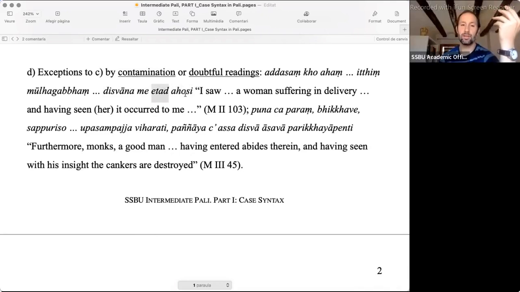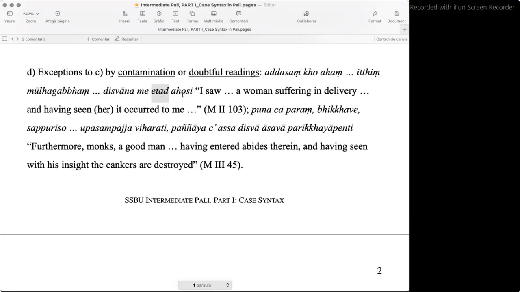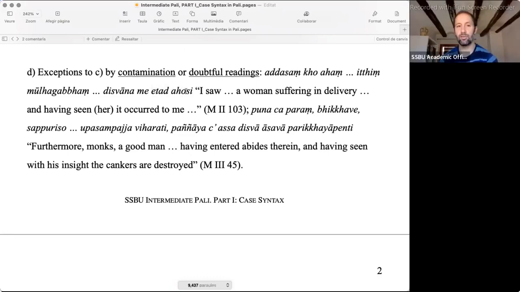How do we know that? Etad means this, and if it were more things, we would say etani, then it would be etani ahesum. But if it's only one, the verb will change according to the subject. The subject and the verb always agree in number. So that's how we know that the subject of ahosi is etad.